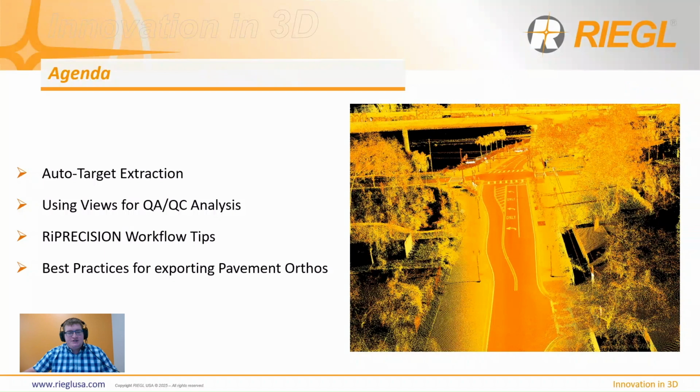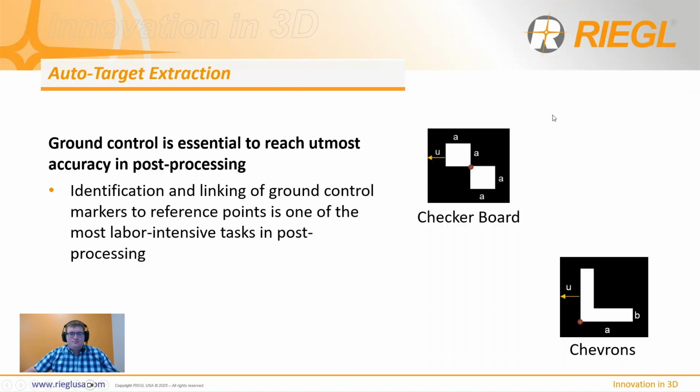As you can see, our agenda includes going over the process on how to auto extract targets from your point clouds and automatically tie them down to ground control points. We'll also be reviewing how to use some handy views in RiPROCESS to live QA/QC separation in your point cloud data. We'll also be going over some good tips for running RiPRecision and checking those ground control points. And lastly, we're going to be going over best practices for exporting orthometric pavement imagery. So we'll get things started by looking at the auto target extraction tool in RiPROCESS.